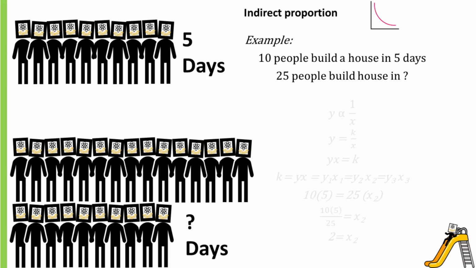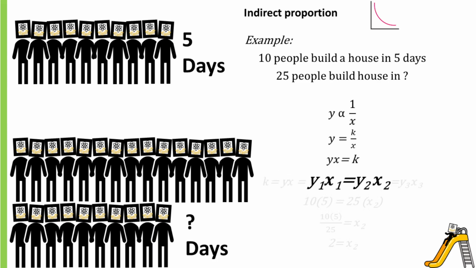So the more people I have doing the task, the fewer days it takes them to complete the task. And so in this example, y is indirectly proportional to x. Solving for k, we get that k is equal to yx. Now we can keep chopping and changing the values for x and y to give us y1 x1 is equal to y2 x2.